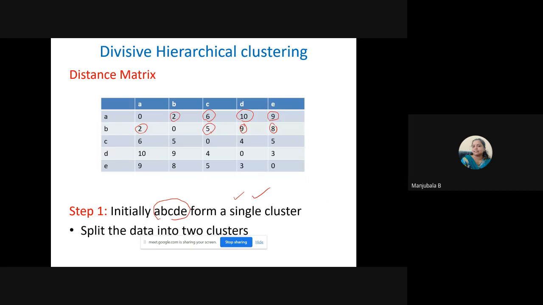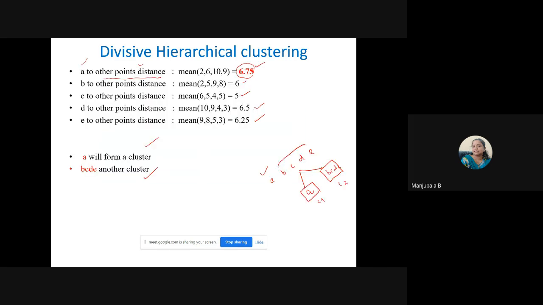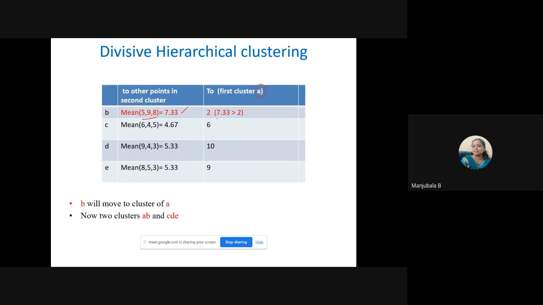If you see from B to C, D, E, the distances are 5, 9, 8. You take the mean of 5, 9, 8, and you will get 7.33. And B to the first cluster. What is in the first cluster? A is there, because we have divided A, B, C, D, E into two clusters. So B to A, the distance given is 2 here. So B to the other points in the second cluster is 7.33 distance, whereas B to the first cluster A, the distance is 2. So 7.33 is greater than 2. So what will we do? We'll move the point B into the cluster A.